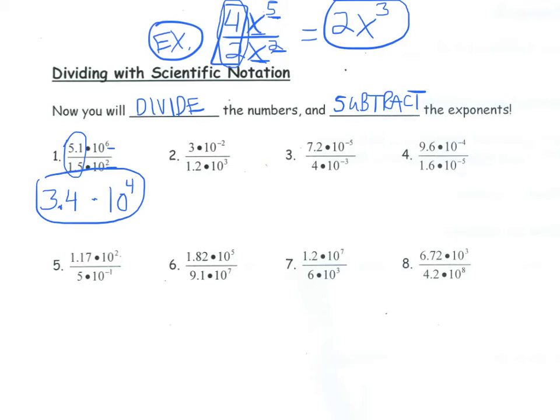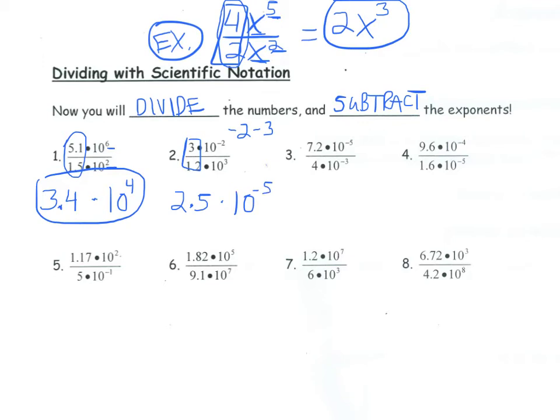Okay, now I'm going to do number 2. It's going to be a little bit more difficult because we're throwing negatives in there for the exponents, but we're still just going to subtract. Now let's divide this. 3 divided by 1.2 gives me 2.5. Again, I like that number. Now when I subtract, I'm going to do negative 2 minus 3. That gives me negative 5. So this is just times 10 to the negative fifth.